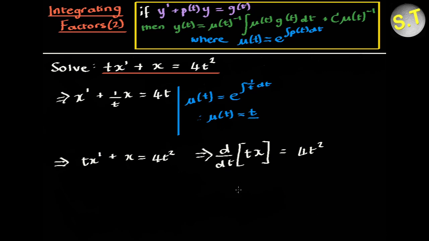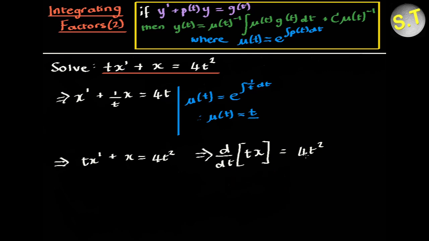And just to verify, we can look at the derivative of tx with respect to t. So using the product rule, if we just differentiate t, we're left with 1. So we have x plus, if we leave the t alone and take the derivative of x with respect to t, we have t times dx by dt, which is exactly what we have here, where x prime is the same as dx by dt.